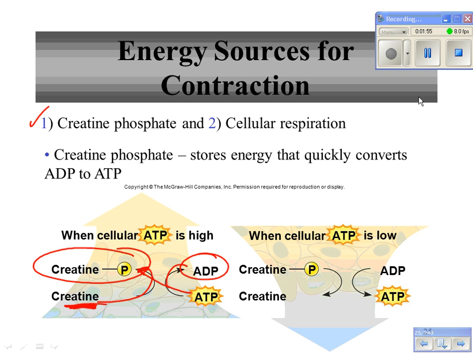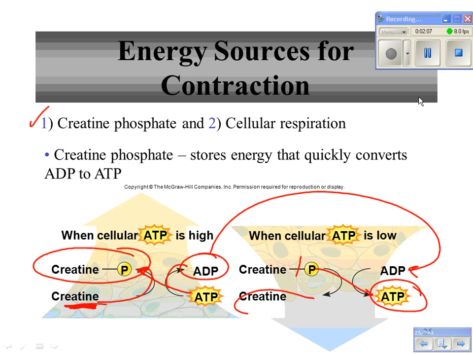Well, now we need to make more ATP. That's easy enough. We take that ADP, break the phosphate off the creatine, and attach it back to make more ATP, and we're left with creatine. So it's just a cycle that occurs over and over. Our muscles store a fair amount of creatine phosphate, so this reaction usually lasts for about 10 seconds worth of ATP.